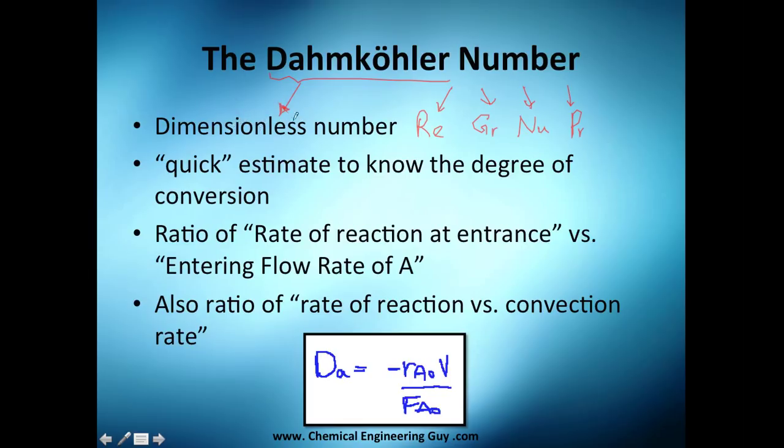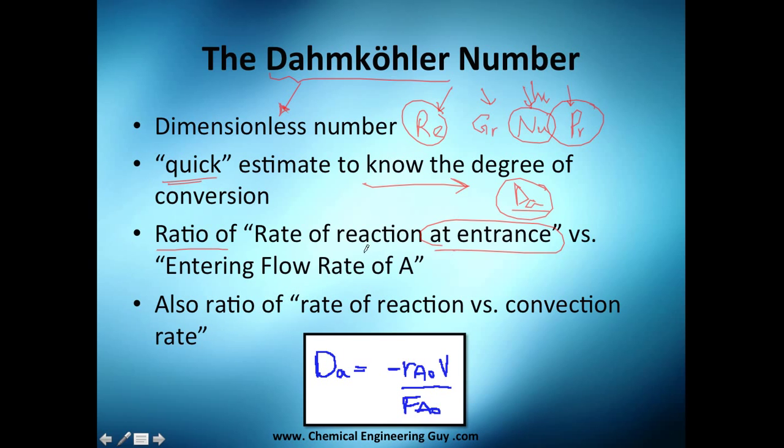What you know is that Reynolds is essentially how to measure flow rates, Prandtl is how heat transfers, Nusselt is for the heat coefficient, etc. So the Damköhler number is essentially a quick estimate to know the degree of conversion, or how big a conversion you can get. Having the Damköhler number, you can easily know that a reaction could go further or get better if you have low rates of conversion, because it has a special Damköhler number. By definition, it's the ratio of the rate of reaction at the entrance, that's very important, versus the entering flow rate of A.